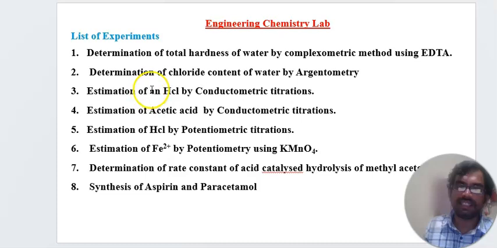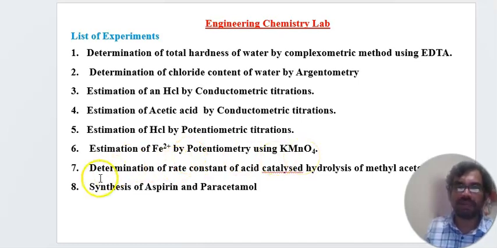The second one is the determination of chloride content of water by the argentometry method. The third one is the estimation of hydrochloric acid by conductometric titration. The fourth one is the estimation of acetic acid by conductometric titration. The fifth one is the estimation of HCl by potentiometric titration. And the sixth one is the estimation of iron, Fe+2, by potentiometry using KMnO4.